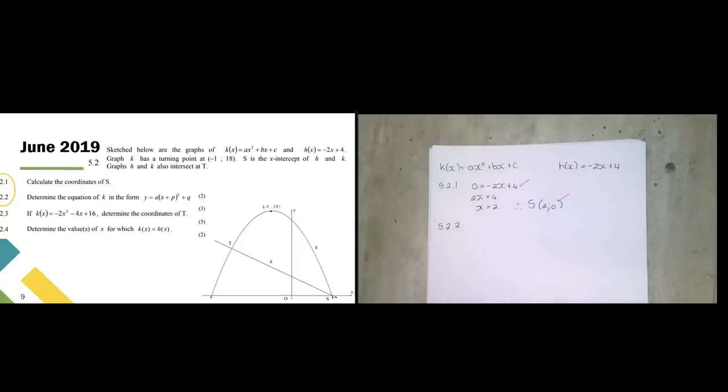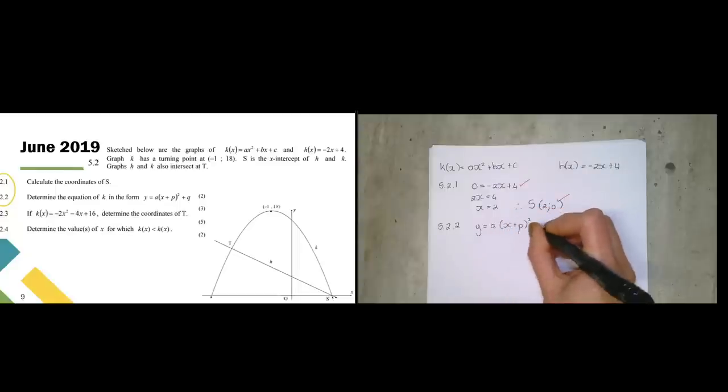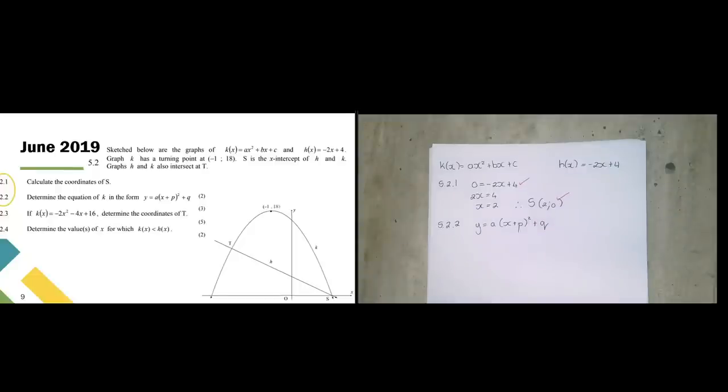5.2.2. Determine the equation of k in the form, and now pay close attention to what form they're asking. They're asking y equals a(x plus p) squared plus q. They're asking it in turning point form. On your sketch, you have the turning point. So, y is equal to a, x minus negative 1 becomes x plus 1 for my x value, and for the q value, what is q if we read it off? Plus 18. Now I still need to determine the value of a, which means I have to substitute in another point. What other point do I have on this graph? S. We just calculated it.